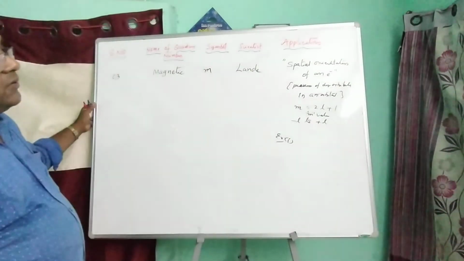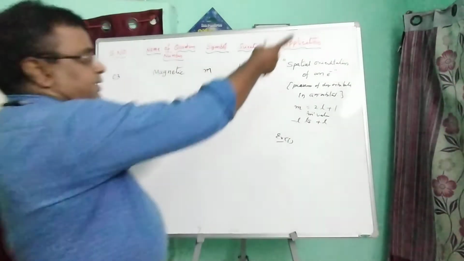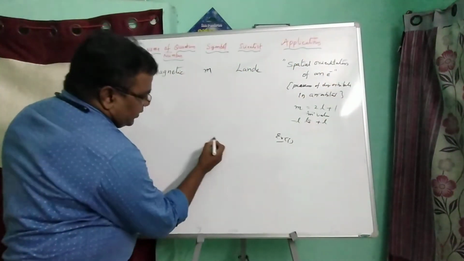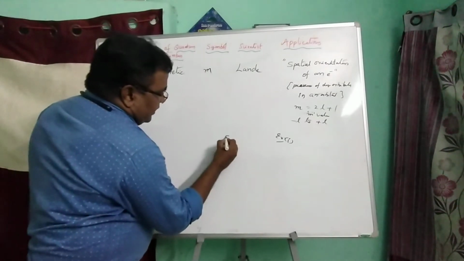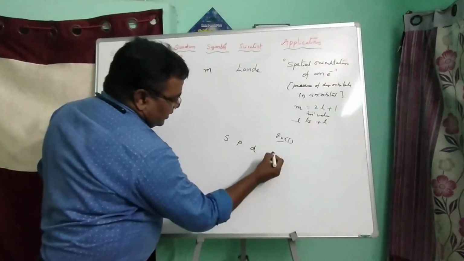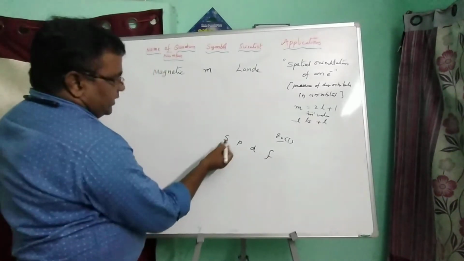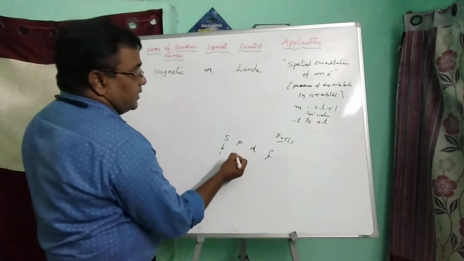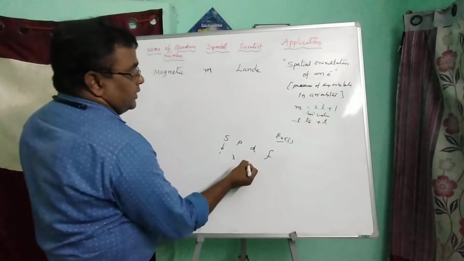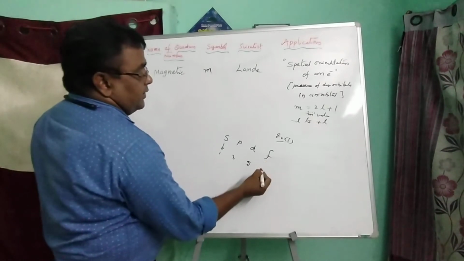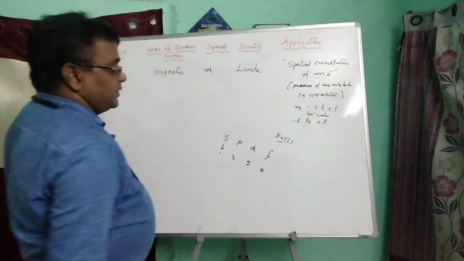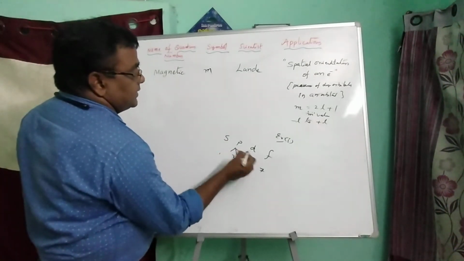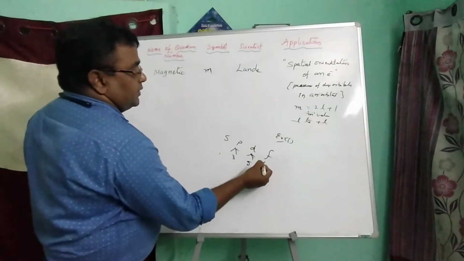So what is the spatial orientation of an orbital? M represents the spatial orientation of an electron. For example, there are 4 orbitals: s orbital, p orbital, d orbital, f orbital. We know that s orbital has no degenerate orbital, so it is the only one. But p orbital has 3 suborbitals, d orbital has 5, and f orbital has 7. So s has no degenerate orbitals, p splits as 3, d splits as 5, f splits as 7.